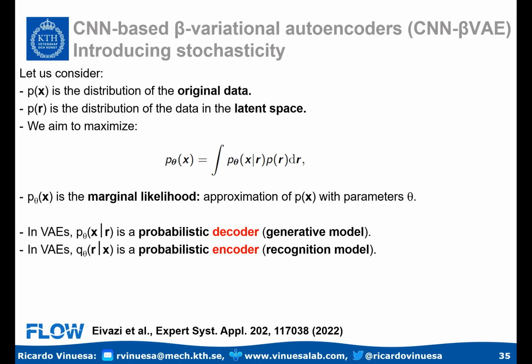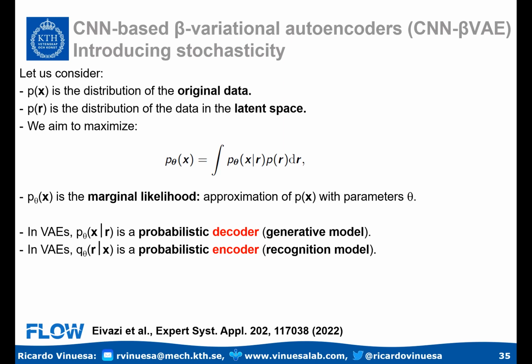If you look at some definitions, P of X here will be the distribution of the original data. P of R will be the distribution of the data in the latent space. And the goal is to maximize this function, which is the marginal likelihood. That's the approximation of P of X given the parameters theta of the network. And in this framework, we have two conditional probabilities. This first conditional probability takes me from the latent to the original space, which means that this is a decoder. And because we're perturbing the latent space, this is a generative model. So we are having a generative model here.